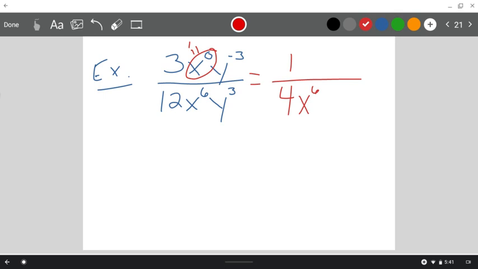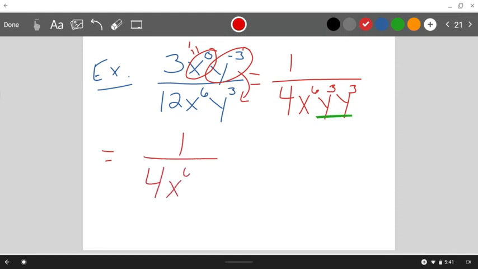For the y's, the one with the negative 3 would flip, but the one with the positive 3 just stays put. You only flip if there's a negative. And then I can add the exponents on the y's, and I end up with 1 over 4 x to the 6th, y to the 6th.